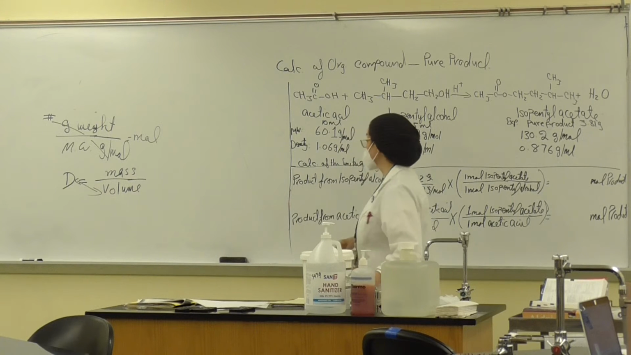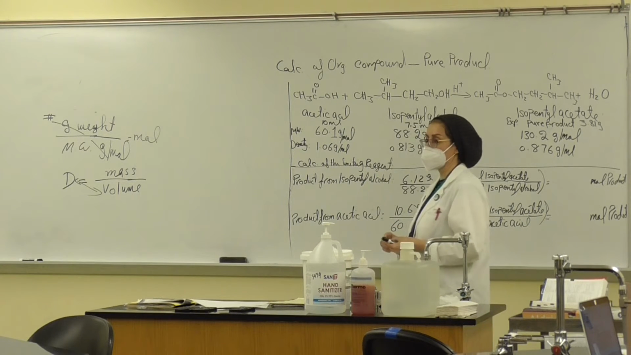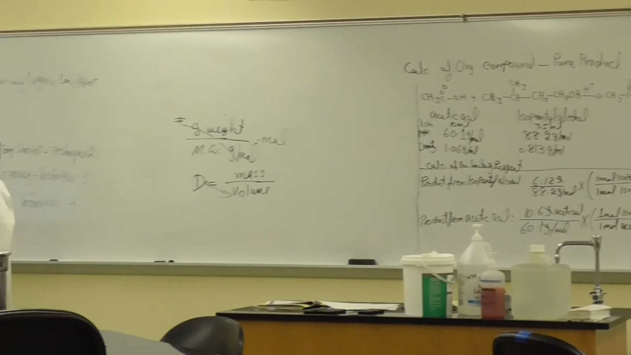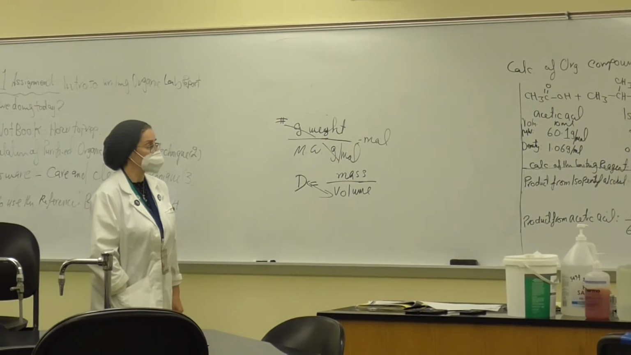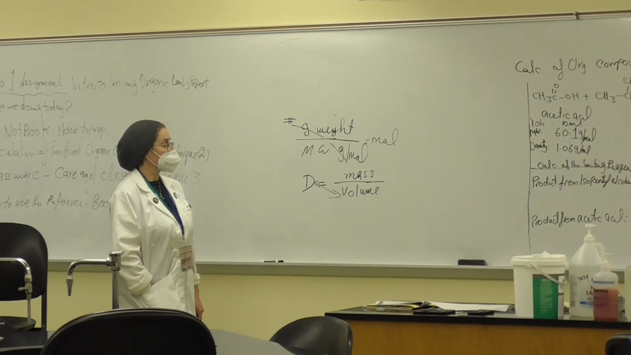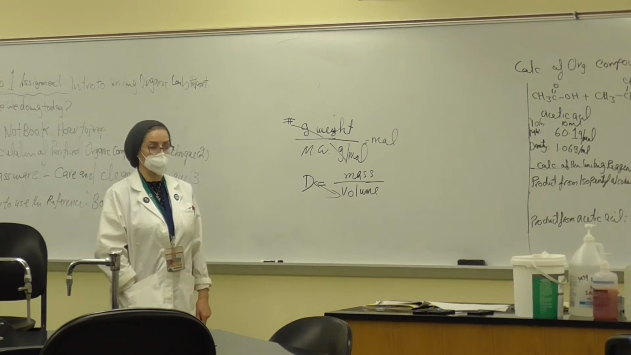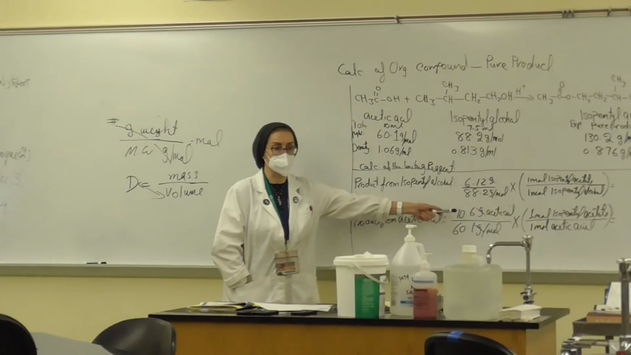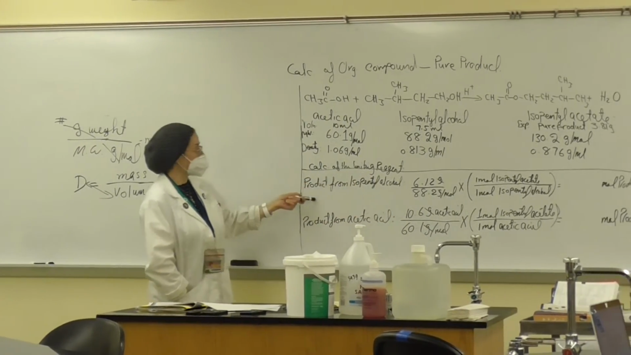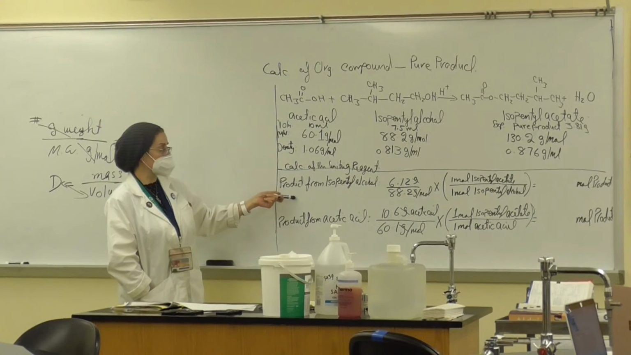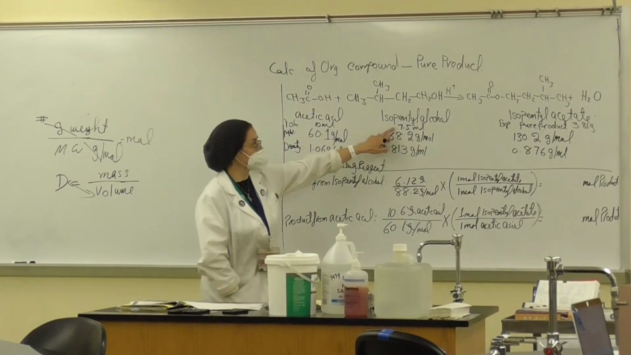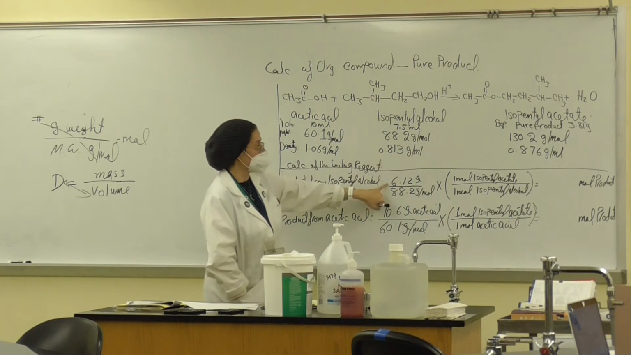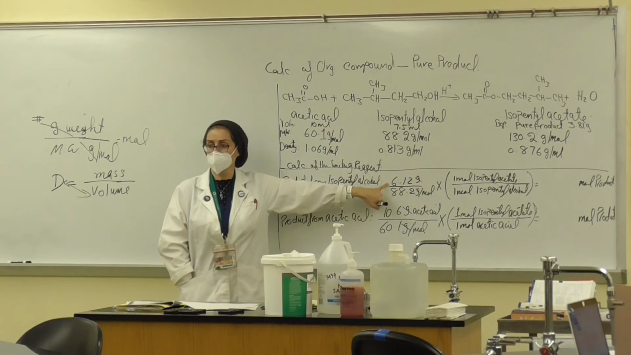So let me know what is the mass that you got for acetic acid. 10.6, exactly, so this is it. You see that's the grams of acetic acid. And then for isopentyl alcohol, we're going to multiply 7.5 by 0.817, and what did you get? 6.12 grams.